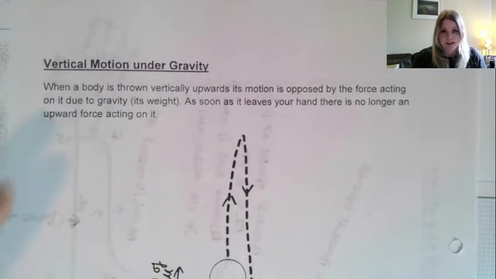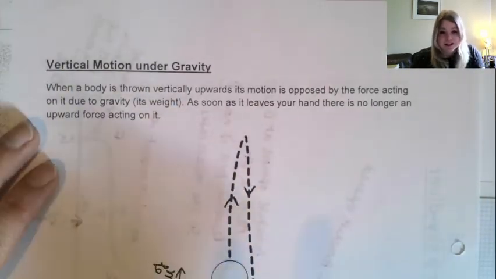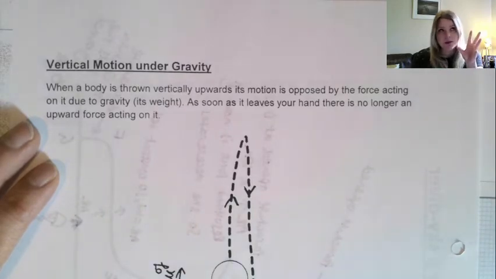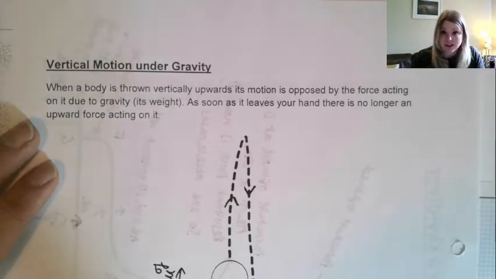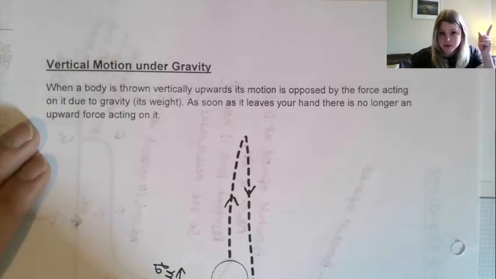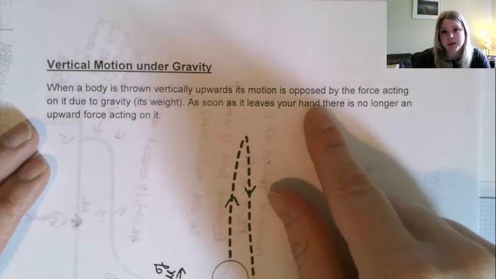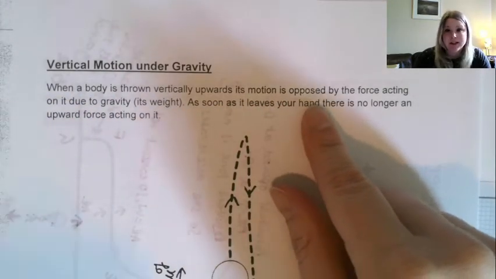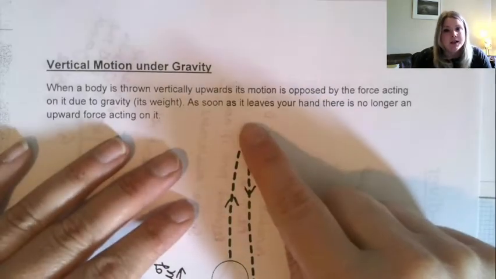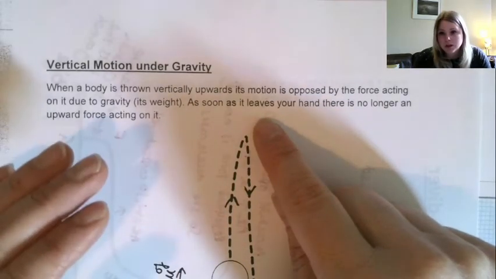Okay, so let's have a read through this, and then there is just one more example, but it'll do you no harm to have another example using those equations of motion, because these are the questions that we all find the most difficult. So when a body is thrown vertically upwards, its motion is opposed by the force acting on it due to gravity, and that is its weight. As soon as it leaves your hand, there's no longer an upward force acting on it.